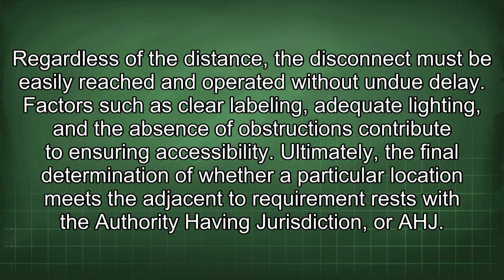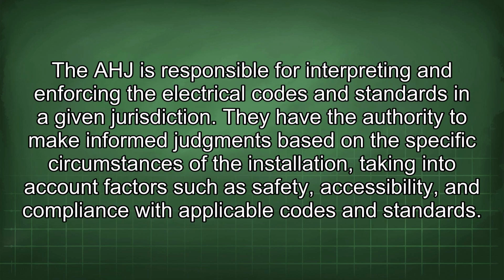Ultimately, the final determination of whether a particular location meets the "adjacent to" requirement rests with the authority having jurisdiction, or AHJ. The AHJ is responsible for interpreting and enforcing the electrical codes and standards in the given jurisdiction. They have the authority to make informed judgments based on the specific circumstances of the installation, taking into account factors such as safety, accessibility, and compliance with applicable codes and standards.